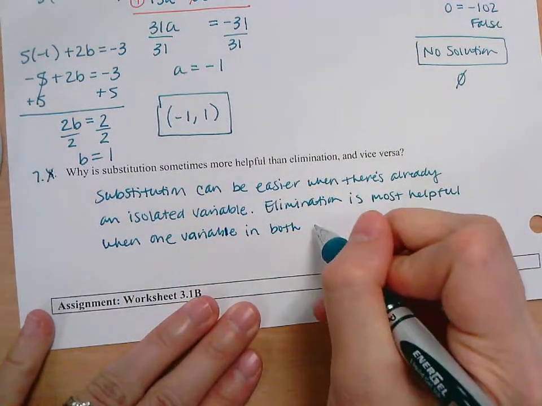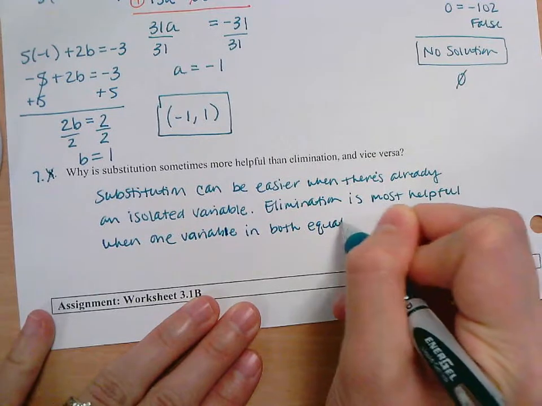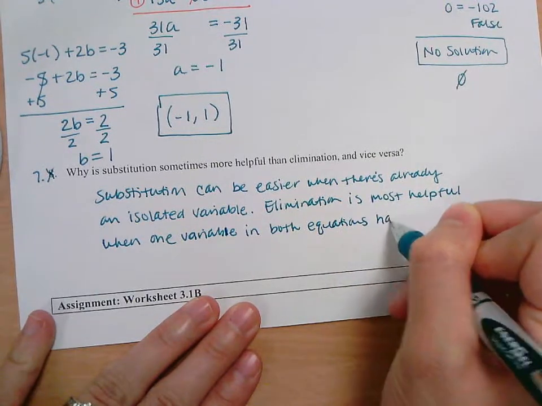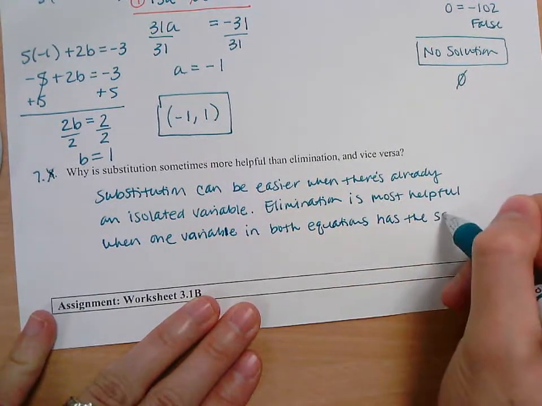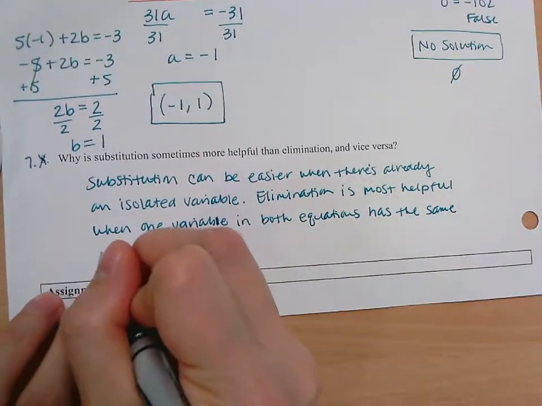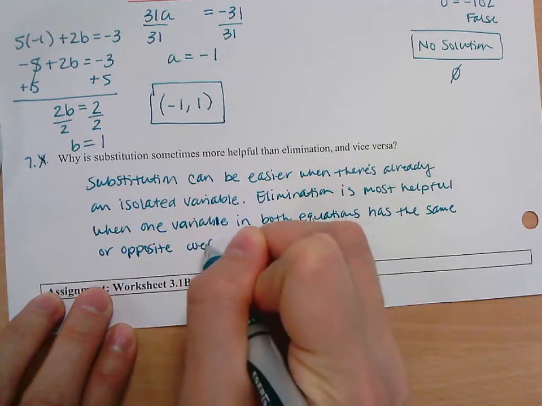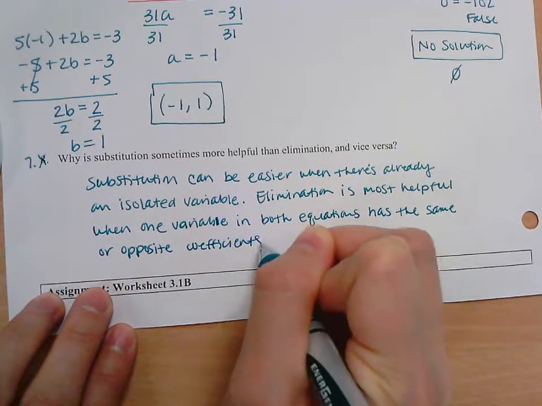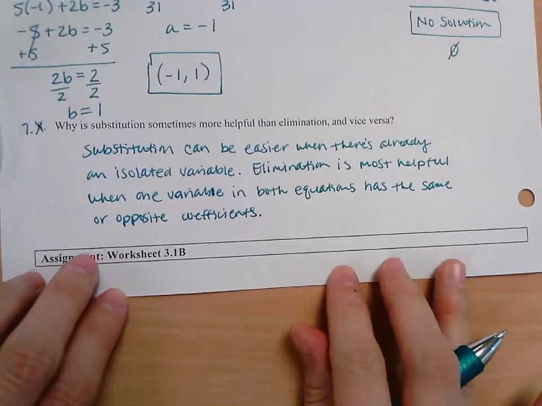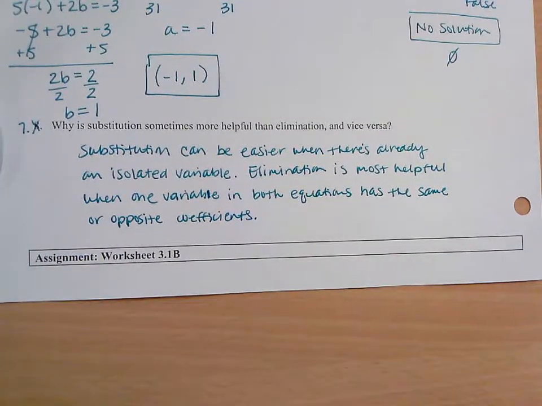I'll say when one variable in both equations has the same or opposite coefficients. So substitution can be easier when there's already an isolated variable. Elimination is most helpful when one variable in both equations has the same or opposite coefficients. That way it can be easily eliminated.